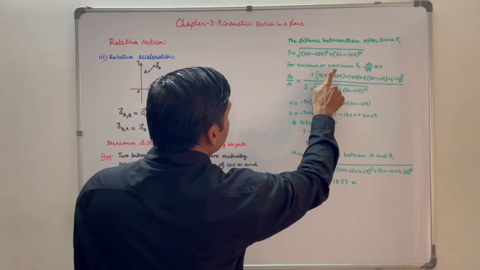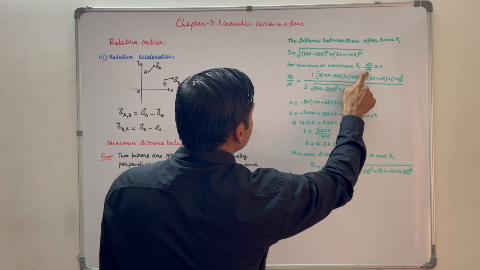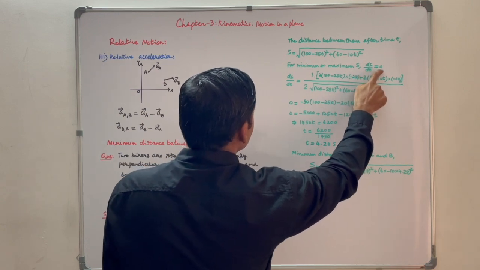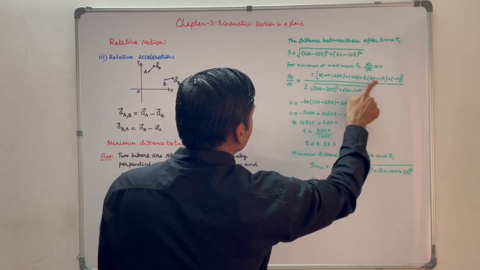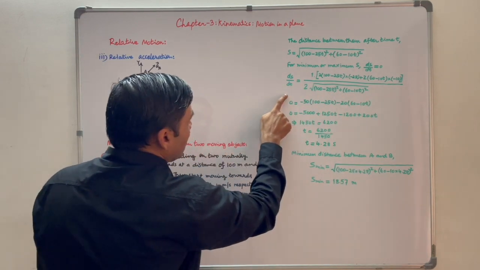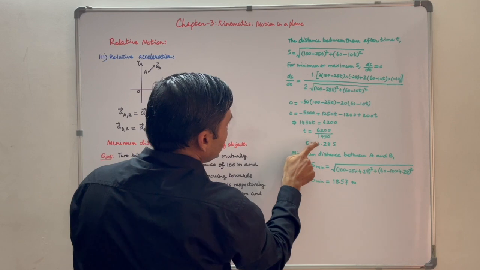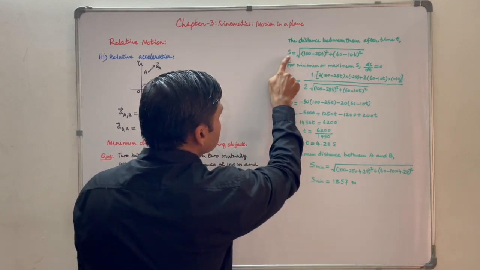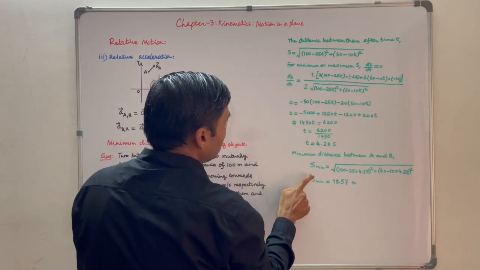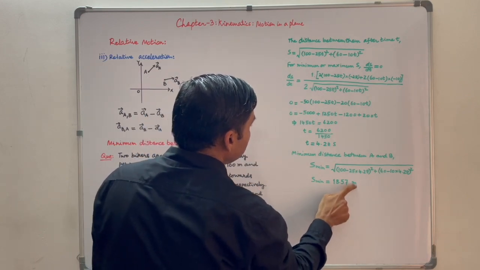For minimum or maximum S, dS by dt should be equal to 0. So we will do dS by dt. So dS by dt comes out to be this, and the value of t comes out to be 4.28 seconds. Put this value in this. So the minimum distance will be 18.57 meter.